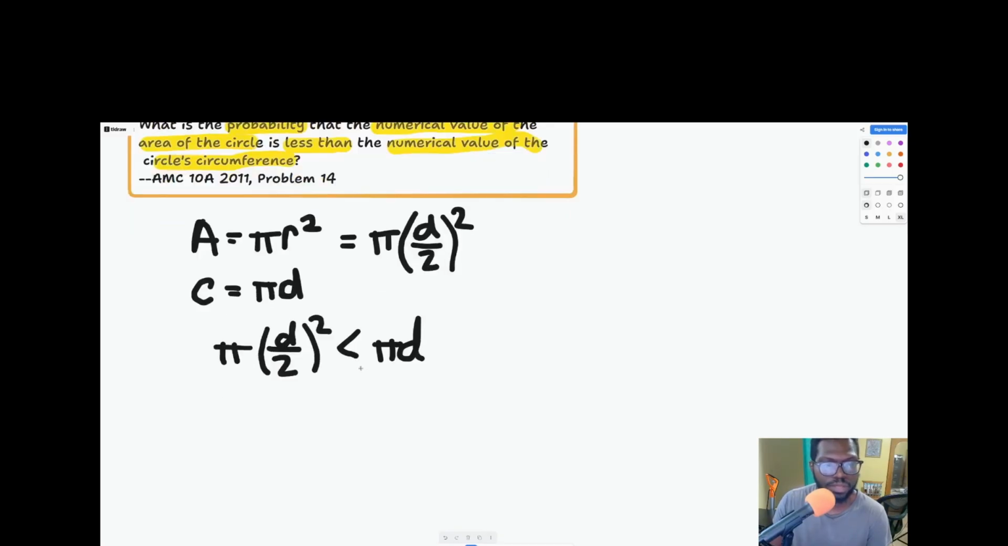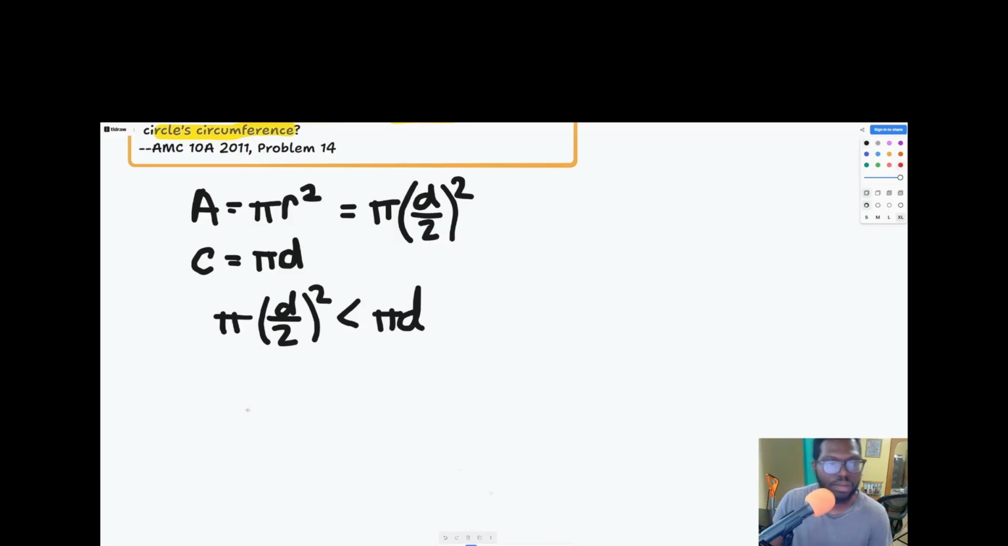And from here, I'm just going to simplify. We know that these pi's are going to cancel, which means that we're going to just end up with this inequality: (d over 2) squared is less than d. We get d squared over 4 is less than d. We can cancel a d from both sides by just dividing by d. And d is positive, the diameter, so we don't have to worry about changing this inequality sign.